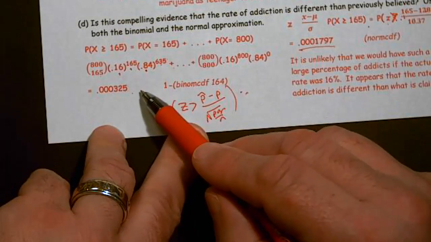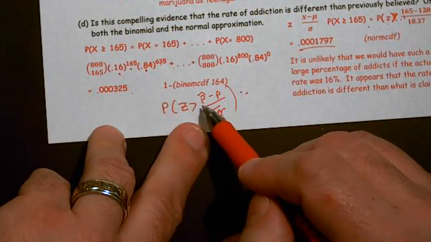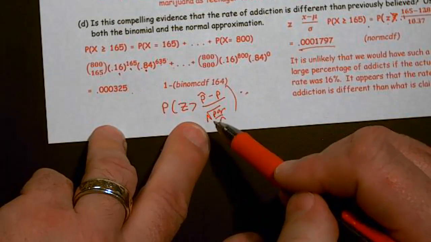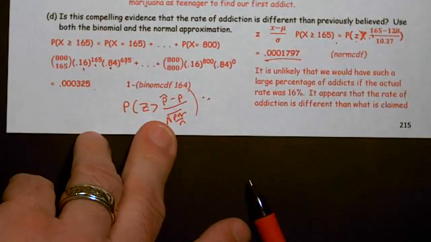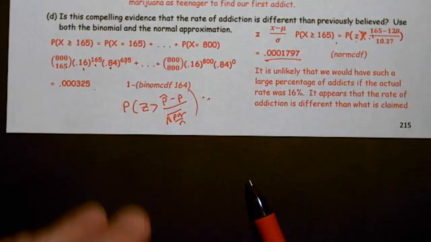As we increase the sample size, the normal approximation becomes more and more accurate, but it's never exact. All right. So the big thing to take from this is np and nq must be large enough. They must be greater than or equal to 10.